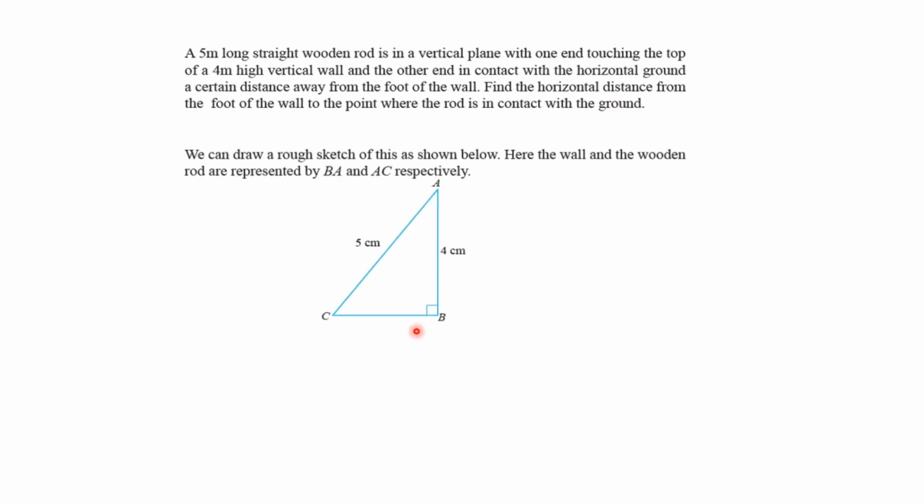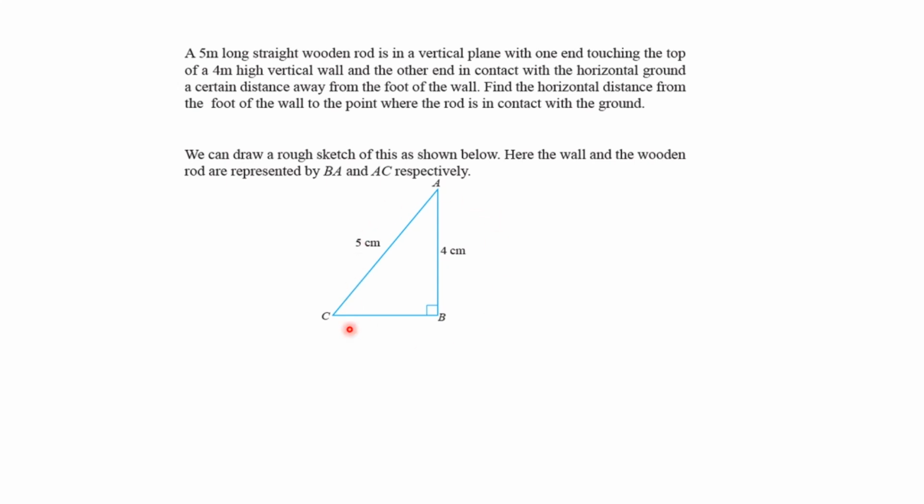Here the rough sketch, they are telling a 5-meter long straight wooden rod in the vertical plane. This is the rod, 5, it should be meters, something wrong in here, you put meters here, a 5 meters rod you kept in here. So from the bottom to the top of the wall, the vertical height is 4 meters. So you want to find the distance, this point, this is the bottom of the wall, and this is the other end of your wooden rod. So how do you find this one?